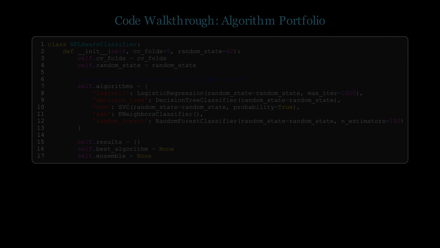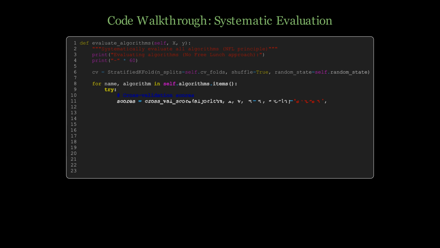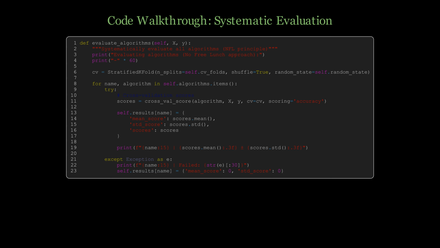predicts. The evaluation method embodies the NFL principle by systematically testing all algorithms without bias. We use stratified k-fold cross-validation to get robust performance estimates. Notice how we don't assume any algorithm will be best, we test them all fairly. The try-except block handles cases where algorithms might fail on specific data types, which is another NFL insight. No algorithm works on every possible input.